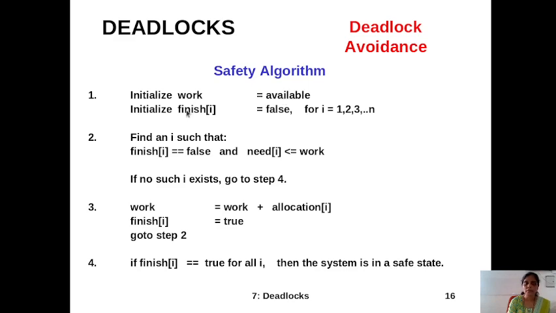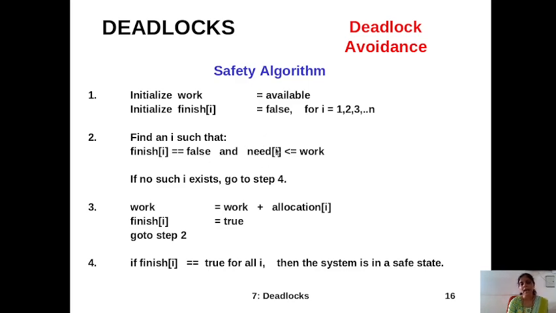There is a finish vector which is set to false for all the processes. Initially none of the processes have completed, so we set it to false. Then for each process, find an i such that finish of i is equal to false, because initially they are not yet completed.